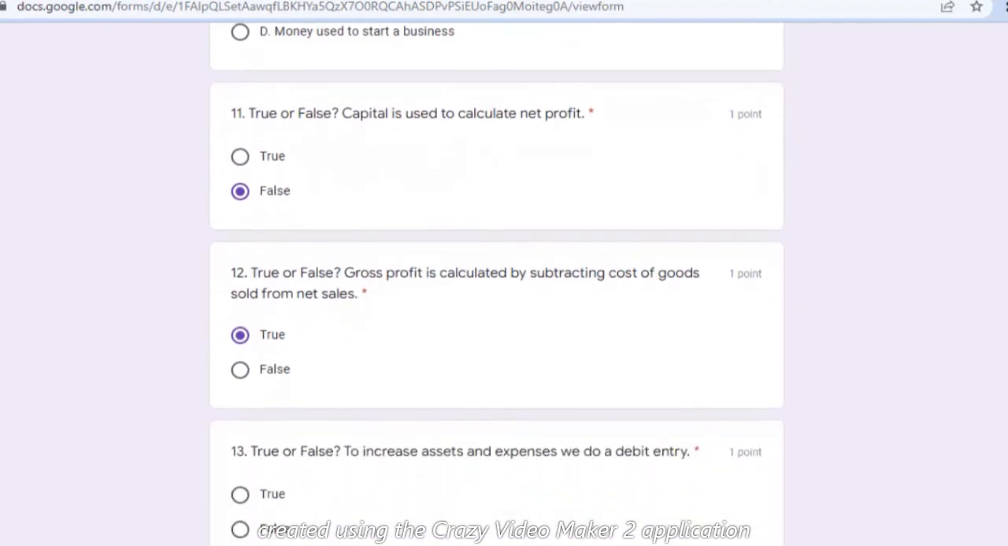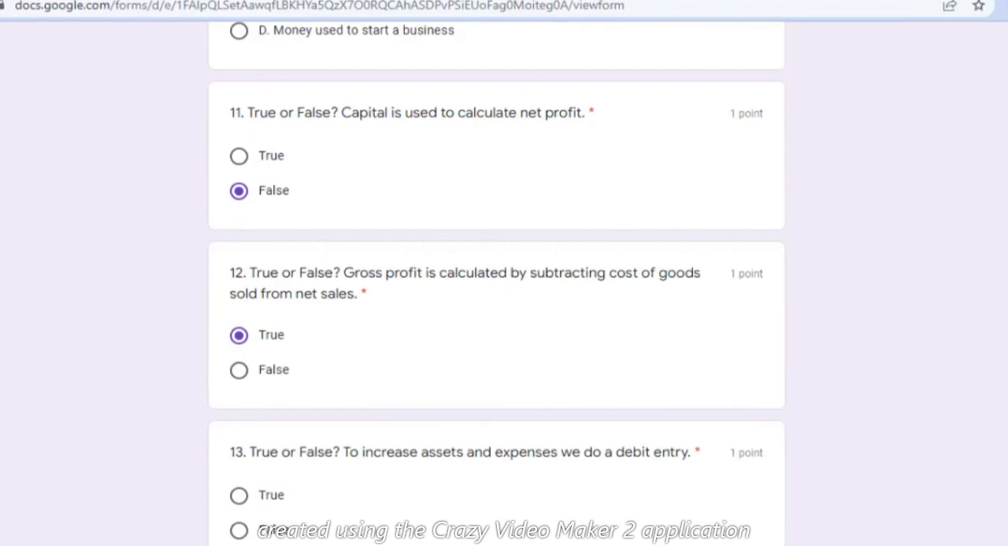True or false? To increase assets and expenses, we do a debit entry. Listen, you need to know your dual principle. You cannot be doing accounts and not know the simple double entry principle, also called the dual entry principle. You need to know the whole debit and credit thing: what's debit, what's credit, when to debit, when to credit. And there's an easy way to remember it. You need to find your ways.